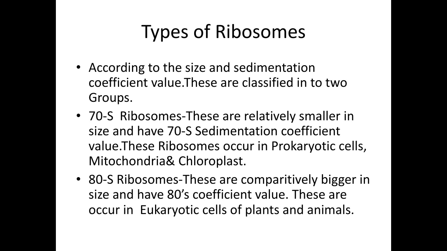Types of ribosomes according to size and sedimentation coefficient value. These are classified into two groups. The first, 17S ribosomes. These are relatively smaller in size and have a 17S sedimentation coefficient value. These ribosomes occur in prokaryotic cells, mitochondria and chloroplast. Then the second, 18S ribosomes. These are comparatively bigger in size and have an 18S coefficient value. These occur in eukaryotic cells of plants and animals.